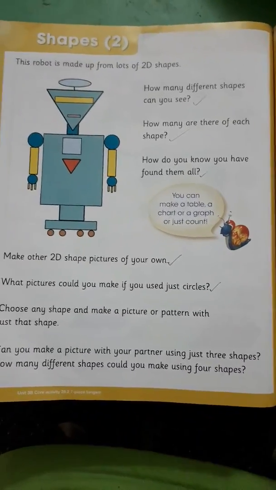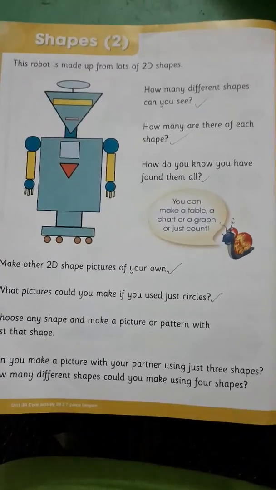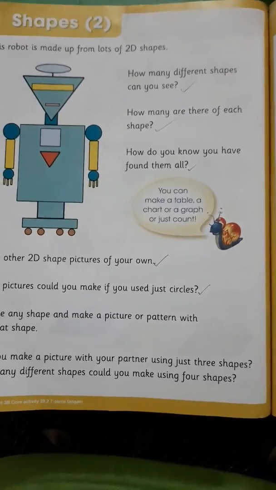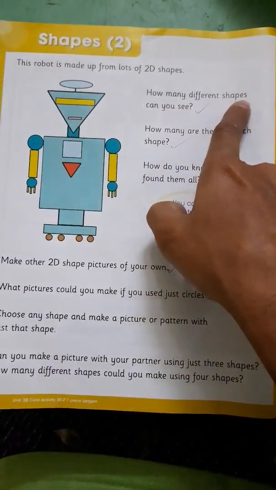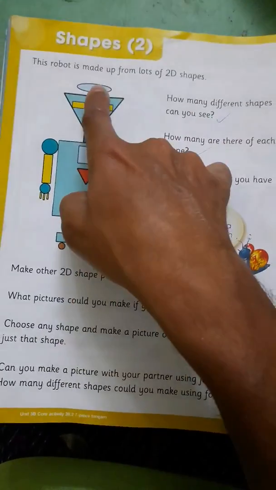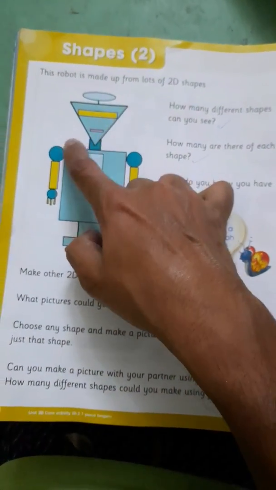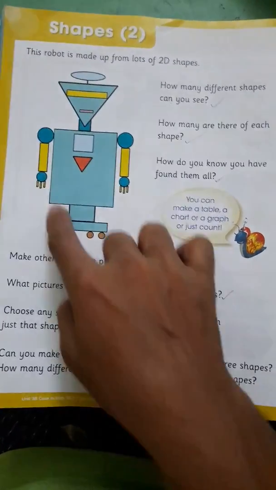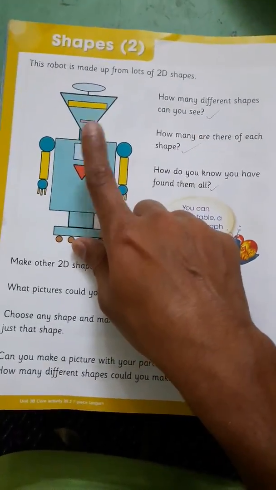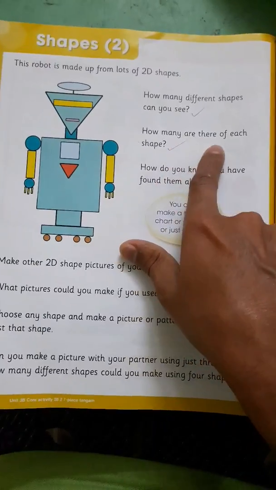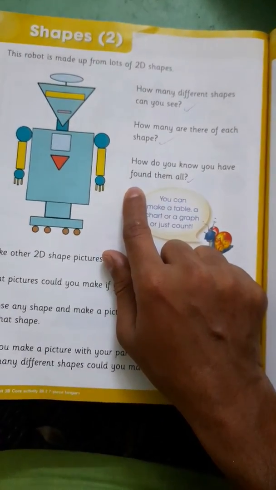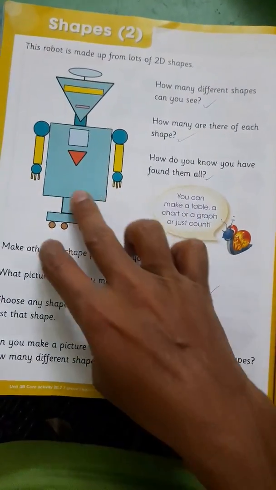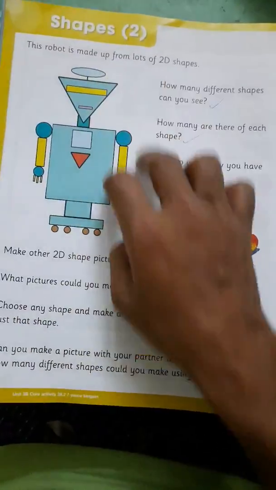Listen, today this is a homework. Page number 68. How many different shapes can you see? Here are many shapes: oval, triangle, rectangles, circle. Many pictures you can see here. How many different shapes can you write? Next, how many are there of each shape? How do you know you have found them all? You just find all the pictures.